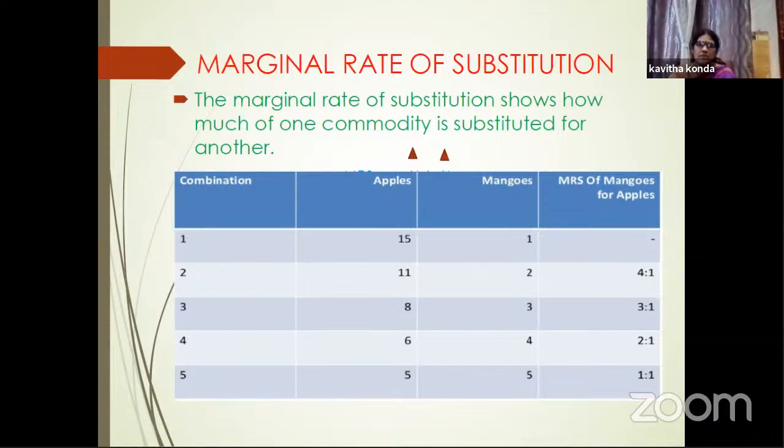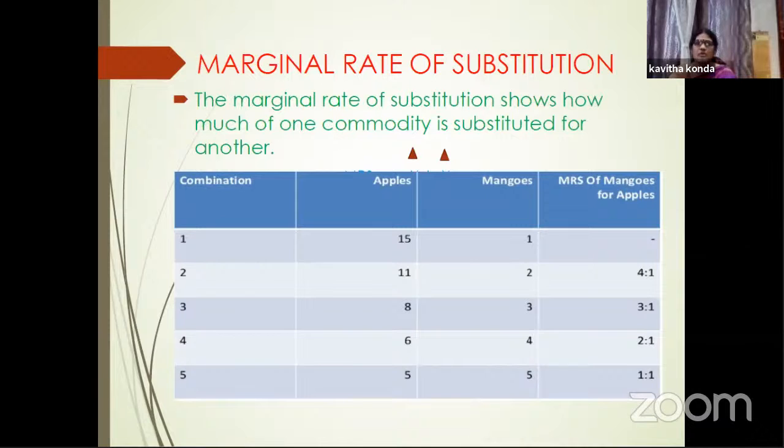In the third combination, there are 8 apples and 3 mangoes. What is the substitution here? It is 3:1. He is foregoing 3 apples for an additional unit of mango. So it is 3 is to 1. He substituted to get more mangoes. He is going on substituting apples to get more mangoes.